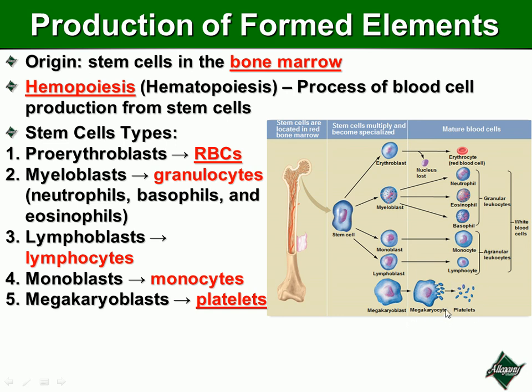So when this cell breaks down into fragments, they become these fragments called the platelets. And the megakaryocyte originally comes from a stem cell called a megakaryoblast. So all of these cells are formed within the bone marrow.